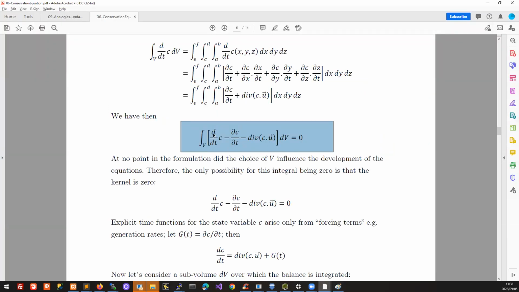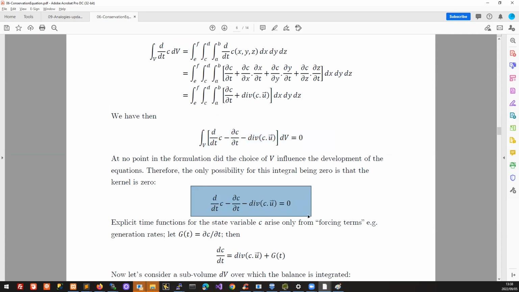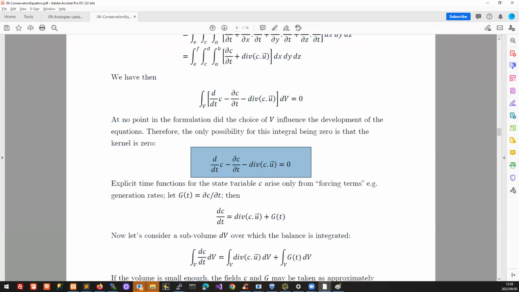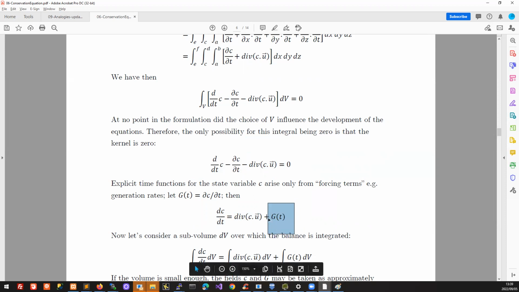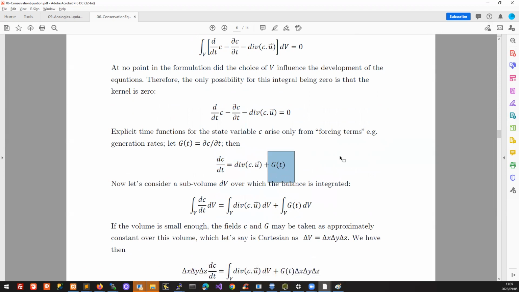So if the function is always zero, then that means this inner kernel must always be zero. So that's what we write here. And then if we just move the dc/dt to one side and move the rest to the other side, then the equation looks like that. If there are no explicit time changes in concentration, then we can set that to zero. Or we can recognize that there might be an explicit generation of something with time. So if you are explicitly adding material, then you can show that up as a generating function.